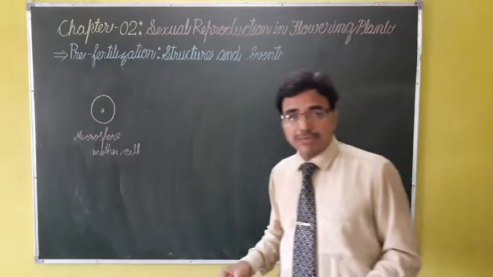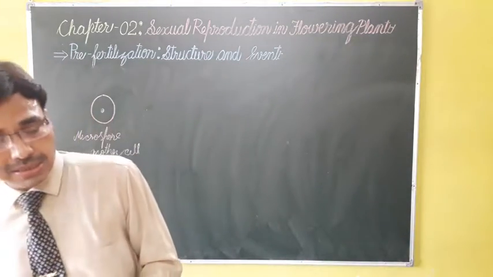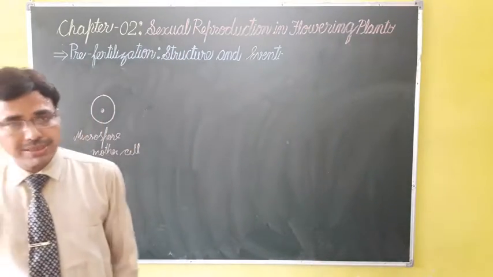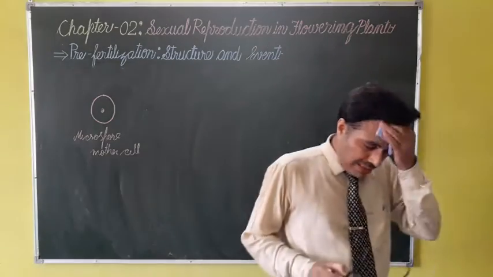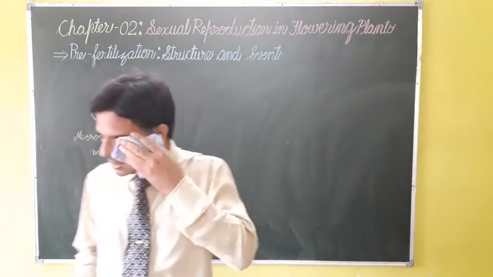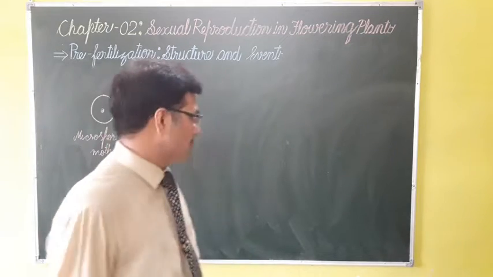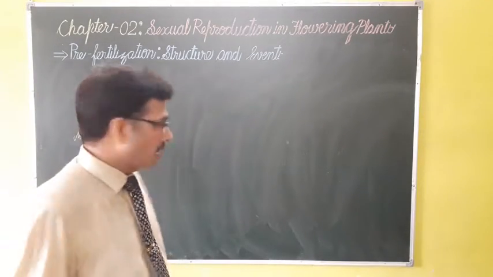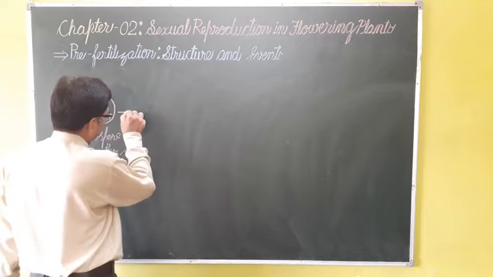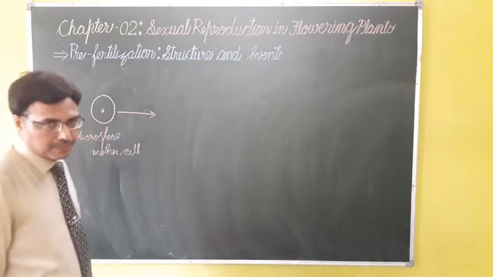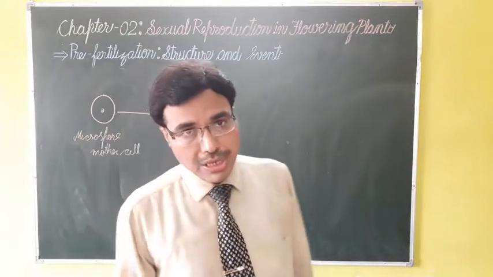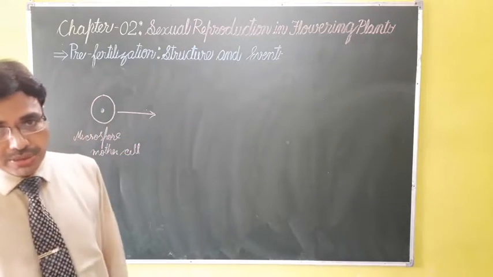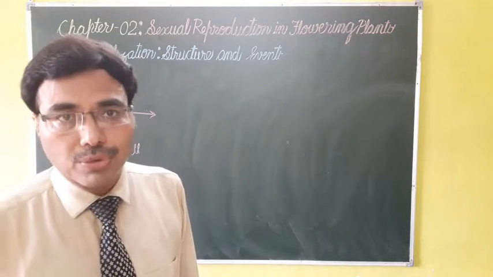Students, you are well aware that two types of cell divisions are there. Very famous, you have studied in class 11. One is called mitosis, and the other one is called what? Meiosis. So, during sexual reproduction, which cell division takes place? It is meiosis. So this microspore mother cell undergoes meiosis, and as a result, there is the formation of what? Microspores.